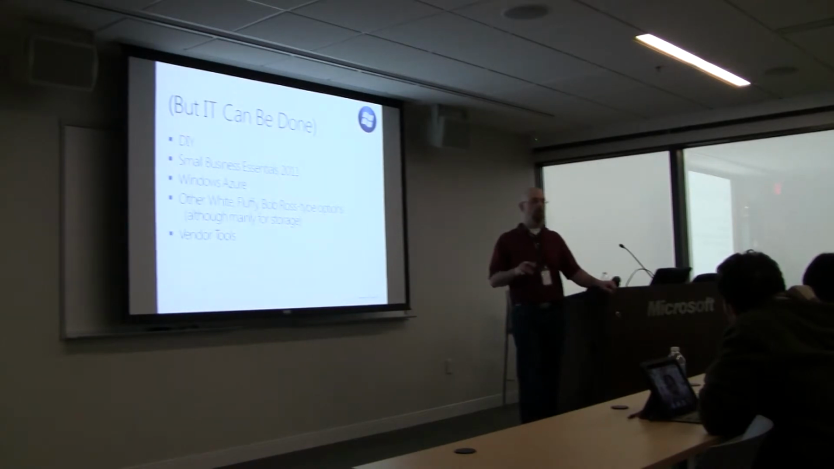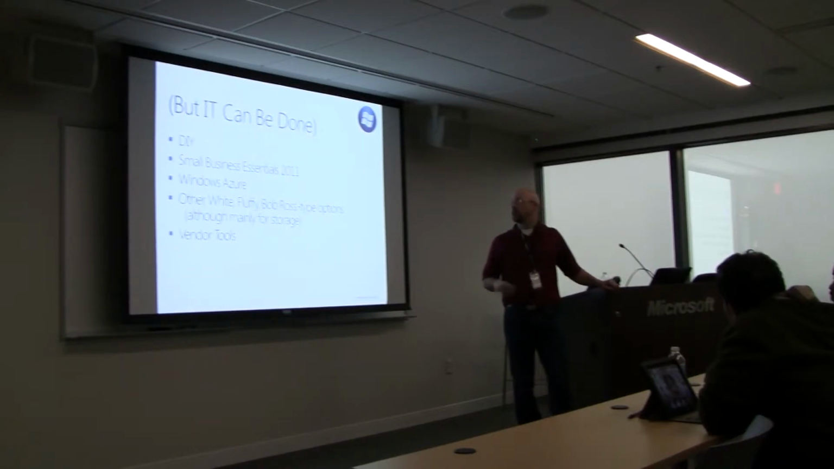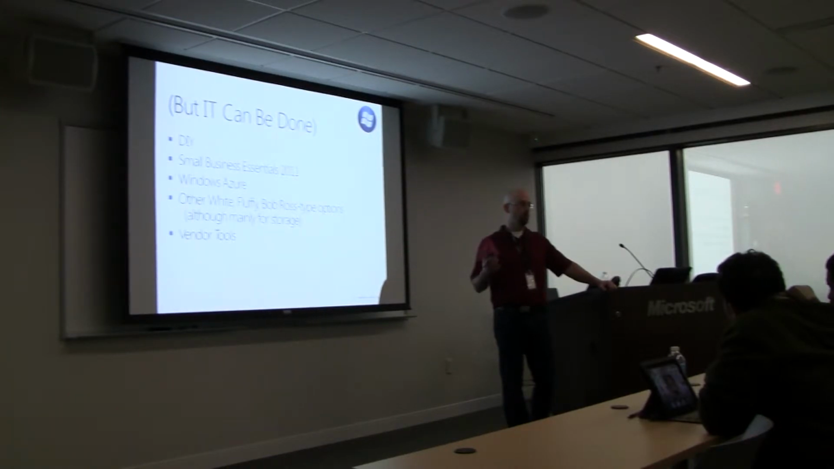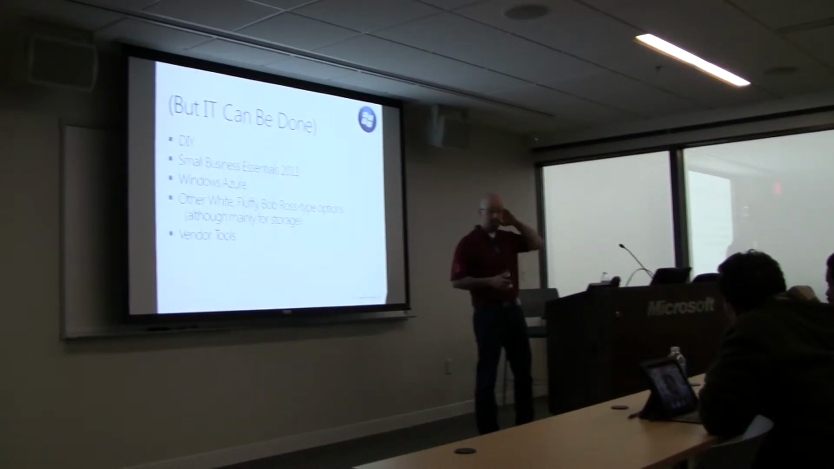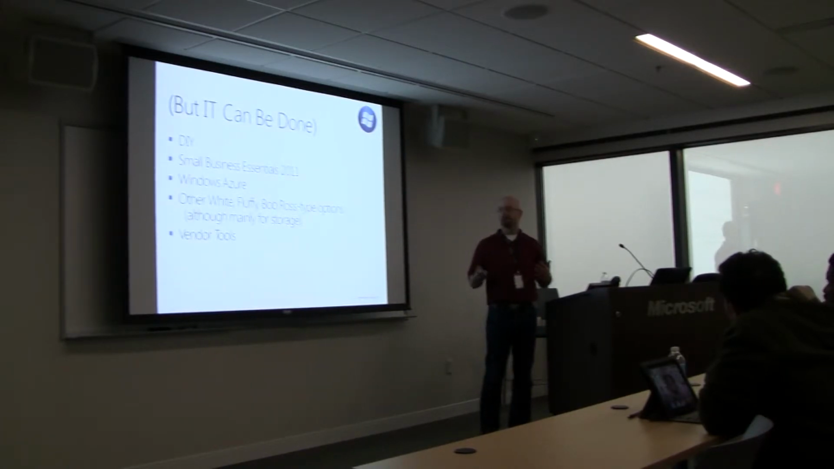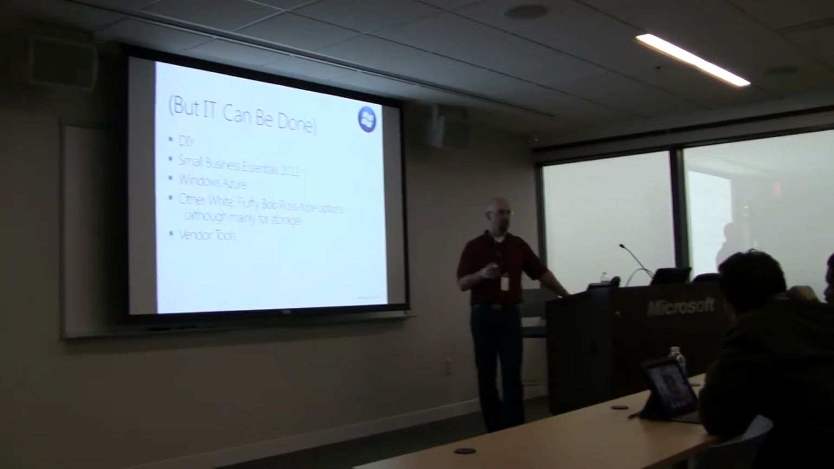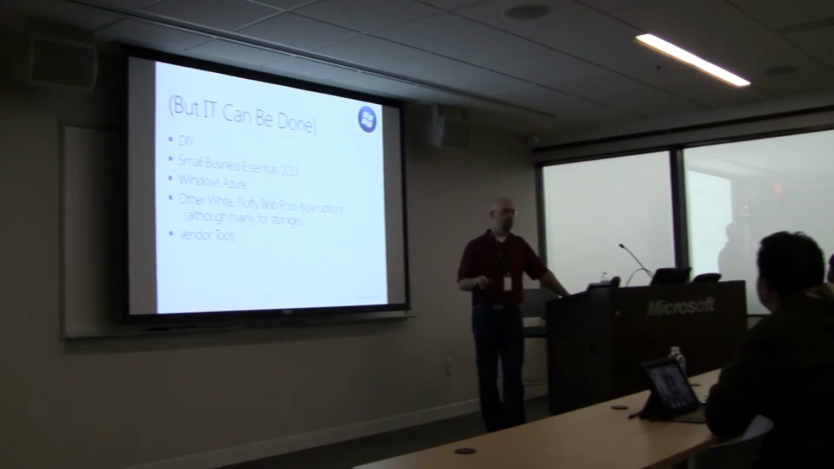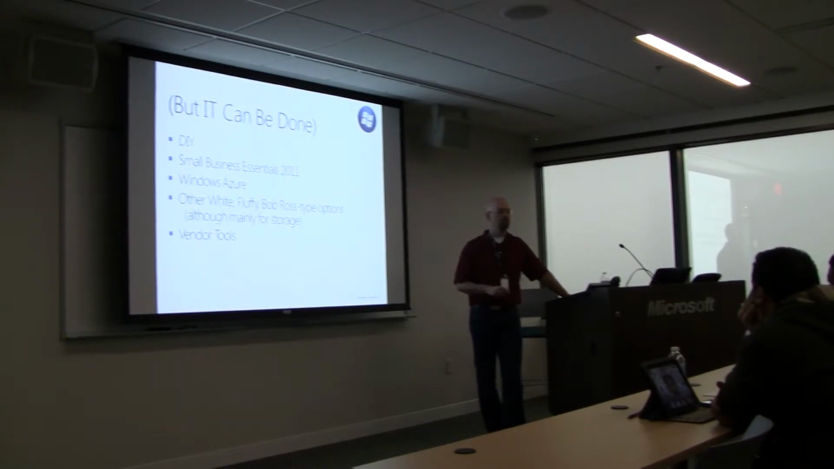There are some other options out there available for how we can overcome some of those shortcomings. Tools like Small Business Essentials 2011 give you the ability to host a print server, have an Active Directory, have some shared storage if you want it. There's Windows Azure. There are other cloud options out there. If you want identity in the cloud, security in the cloud, or storage in the cloud, Dropbox or Box.net. Lots of different options out there, as well as a lot of vendor tools to make that a little bit smoother, as well as some of the migration assistance.